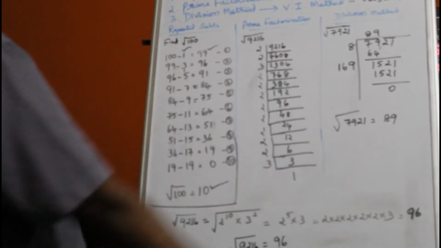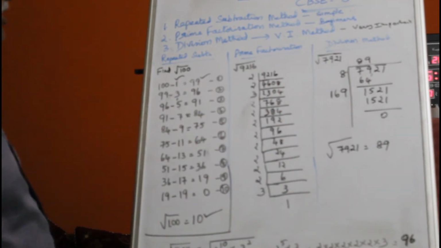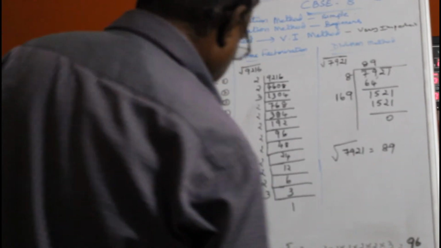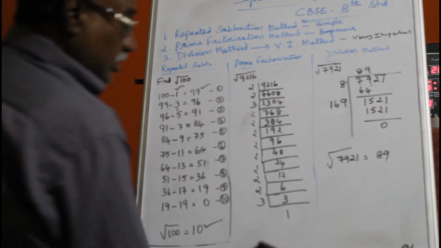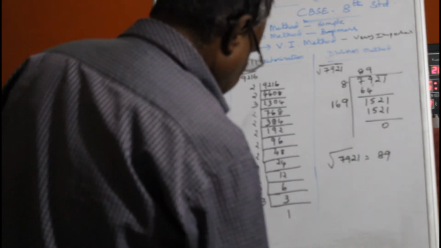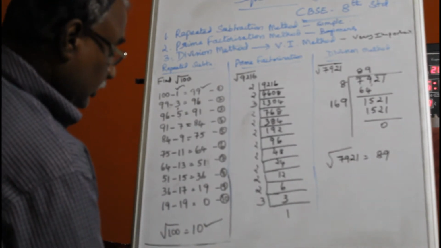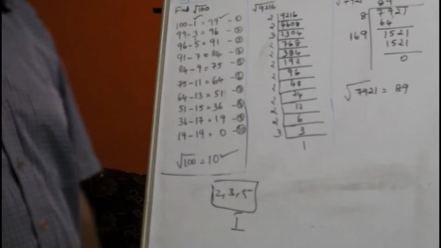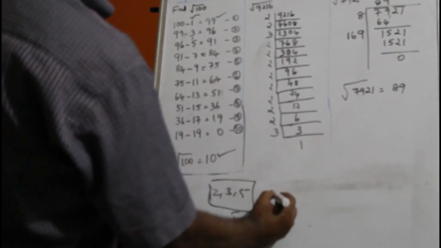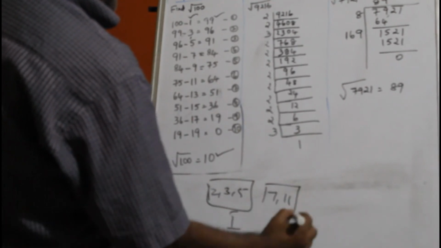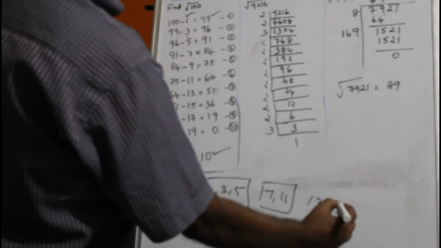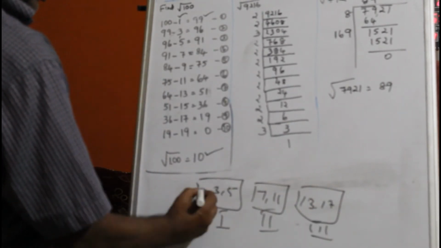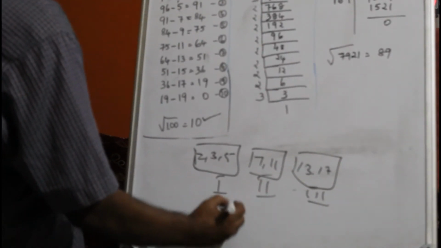The second thing is called the prime factorization method. It's also only for beginners. For example, you take the number 9216. When you do the prime factorization method, you have to divide the number by 2, 3 or 5 mostly. First block is 2, 3 or 5. If not, you can divide by 7 and 11. Very rarely 13 and 17. So mostly, in 60% of the sums, you will divide by 2, 3, 5.